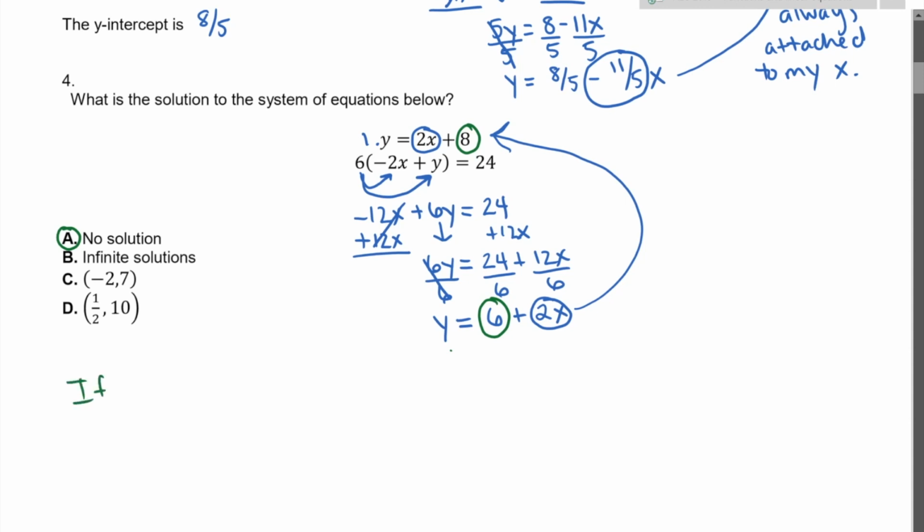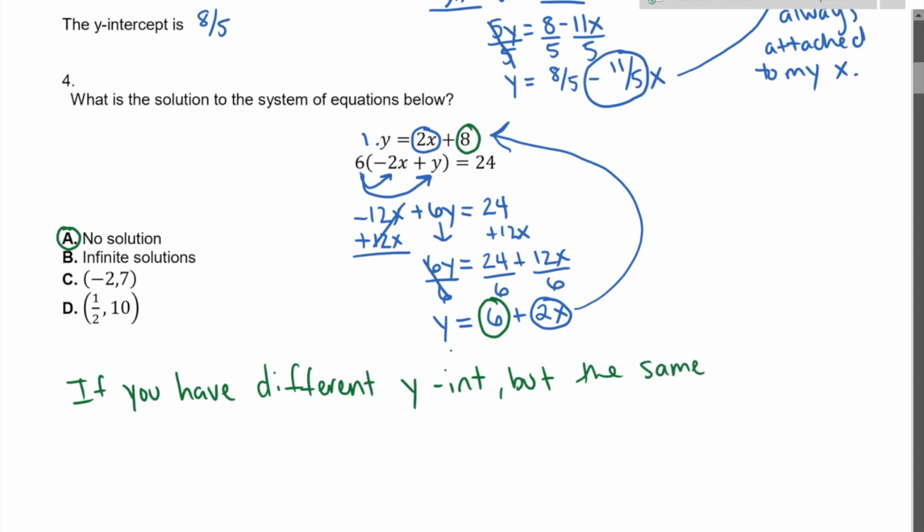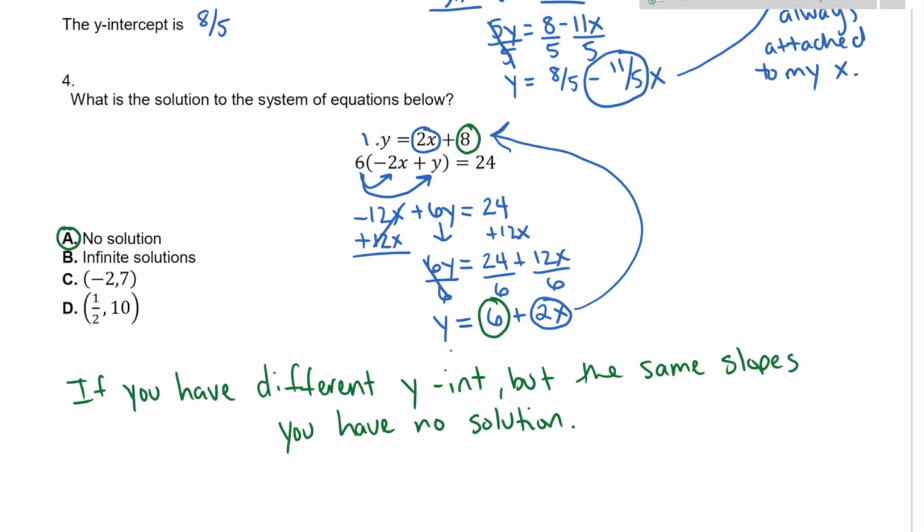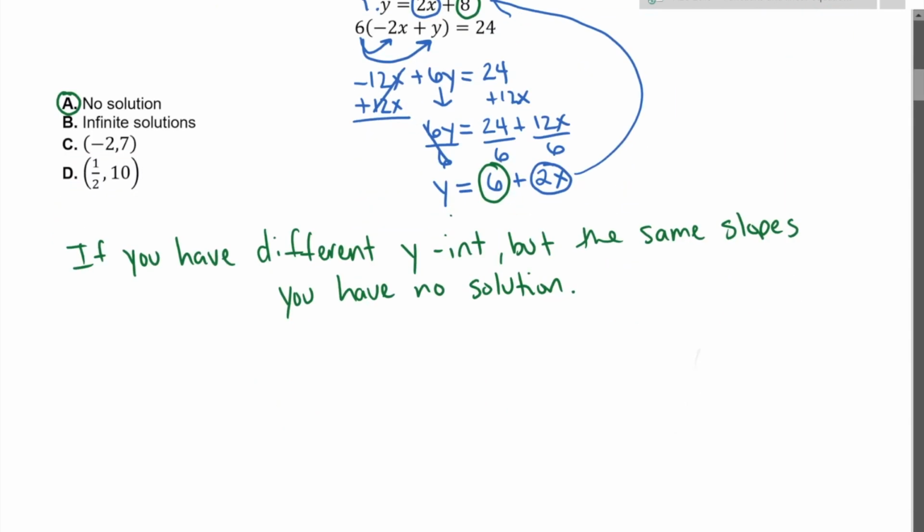If you have different y-intercepts but the same slopes, you have no solution. Okay? The graphs will never touch. Alright, so there will be a problem like that. Please pay attention. Alright, let's move to number 5.